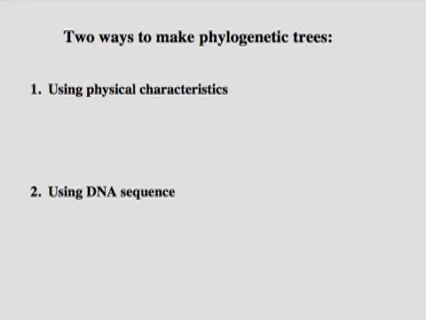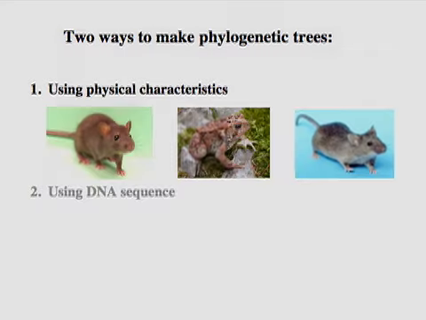The two ways phylogenetic trees can be made are using the physical characteristics of organisms or using their DNA sequence. And I would like to show you the first way first, which is based on physical characteristics. To do that, I'd like to show you three pictures of animals. Here are the three pictures right here. There's a rat, and then a frog, and then a mouse.